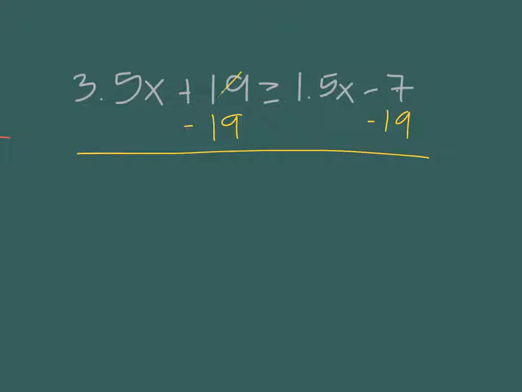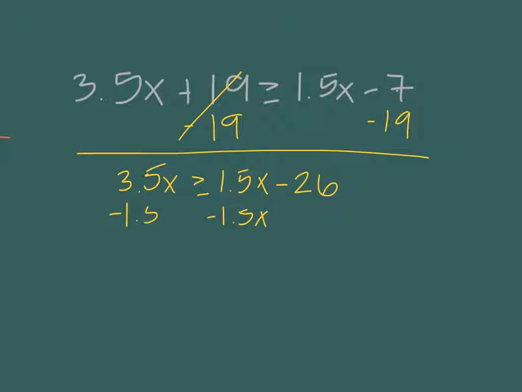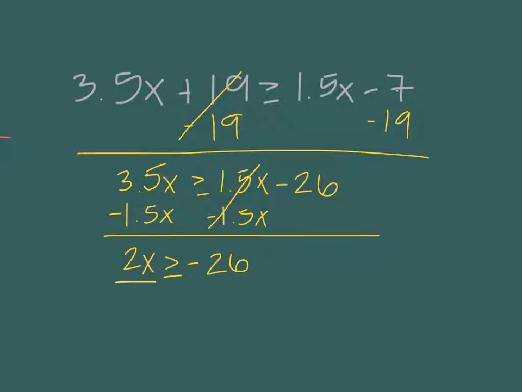I end up with 3.5x is greater than or equal to 1.5x minus 26. From here, I'm still going to combine more like terms, and that's the x's. So I'm going to subtract 1.5x from both sides. So I get 2x is greater than or equal to negative 26. And now I'm going to divide both sides by 2. So x is greater than or equal to negative 13 is my solution set.